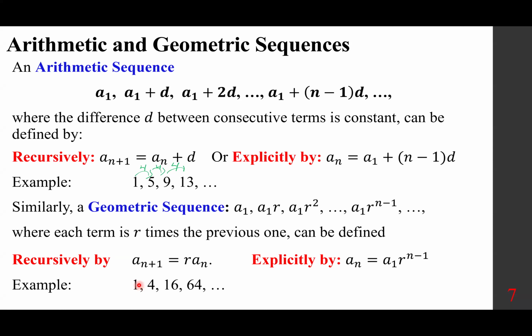Example: 1, 4, 16, 64. Notice if I multiply by 4, I get 4. Multiply by 4, I get 16. Multiply by 4, I get 64, and you move on in the same direction. So you have a constant that you are multiplying it by.